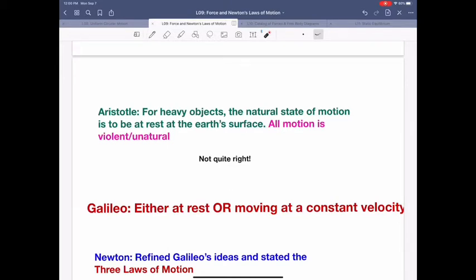And it made sense. If you observe phenomena on the Earth's surface around you, that's exactly what happens. Everything just eventually comes to rest, left to itself. But as it turns out, this argument was not quite right, and people believed in this for almost 2,000 years. They believed that this is what objects want to do: be at rest on the Earth's surface.